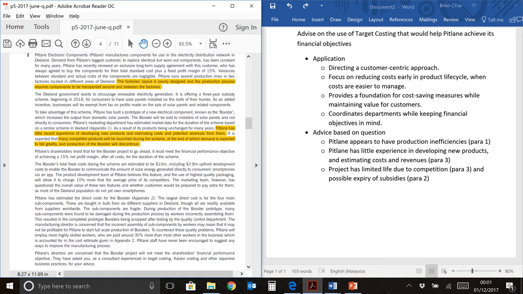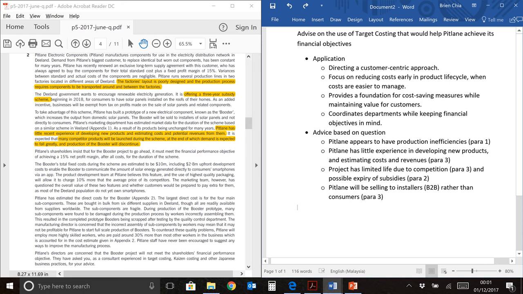Also, there's a potential expiry of subsidies and you can find this in paragraph 2 over here. You're offering a time-limited subsidy and we're not sure if this subsidy will be renewed. It may not be renewed, so that's a risk which Pit Lane is going to take.